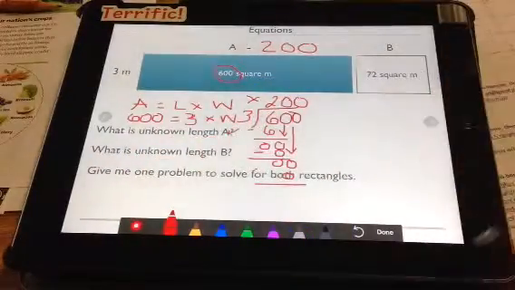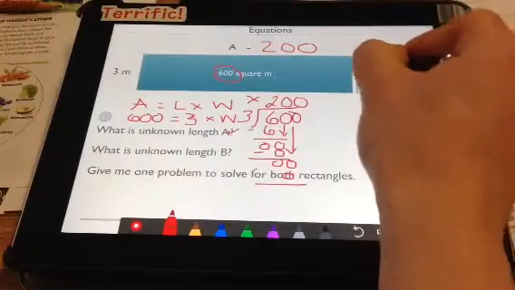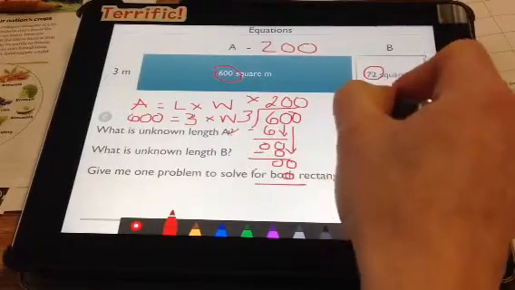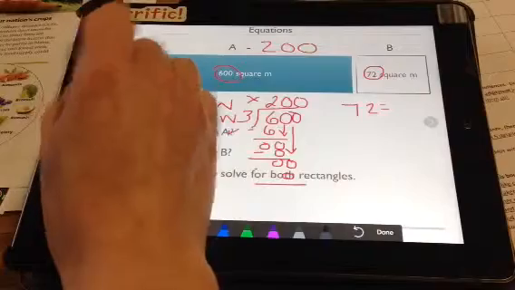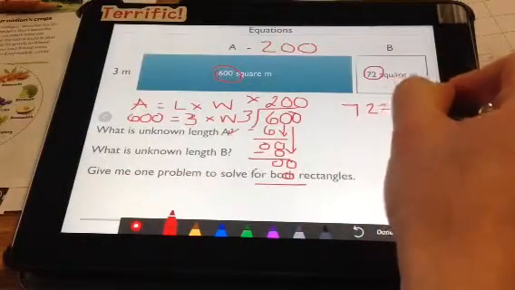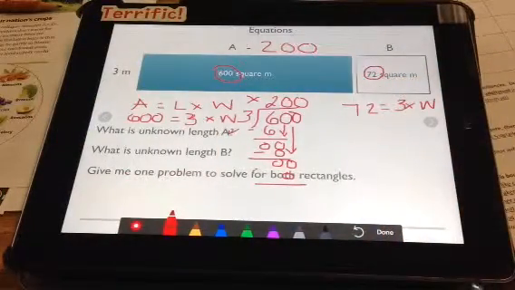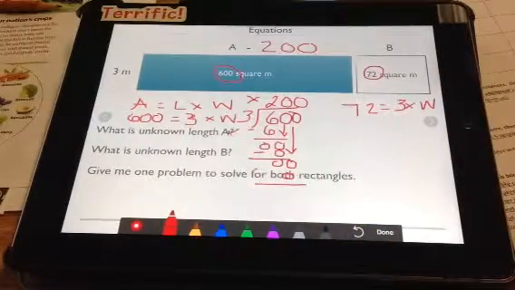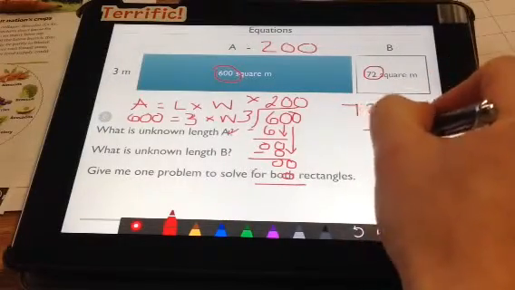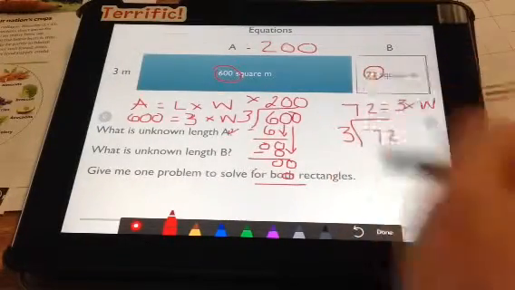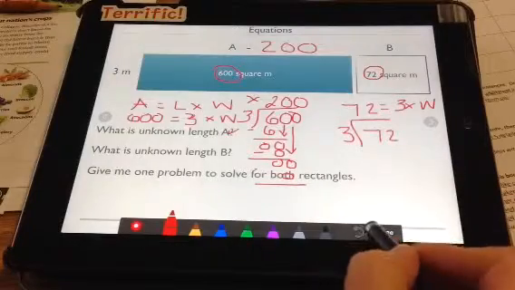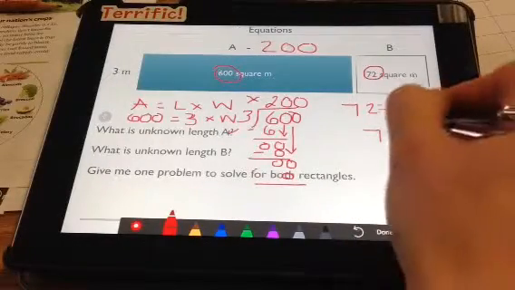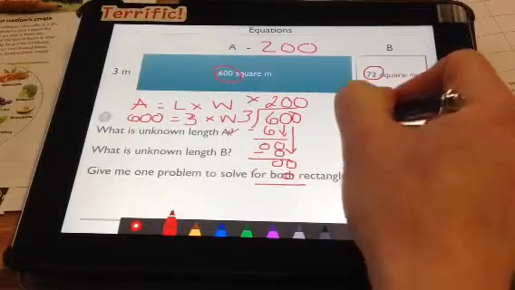Now I need to find the unknown length for B. So B's area is 72. And again, my length is 3. And again, I'm in kind of a pickle because 3 times what gives me 72? If I can't figure it out, then I just take 72 and I divide it by 3. I do the opposite.